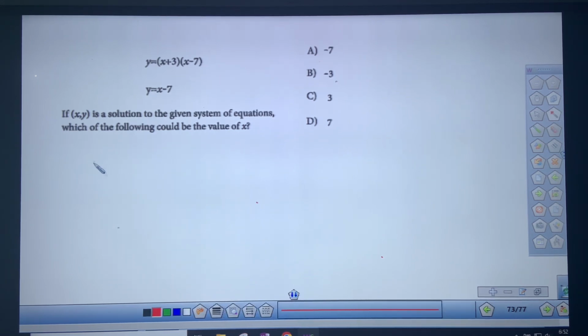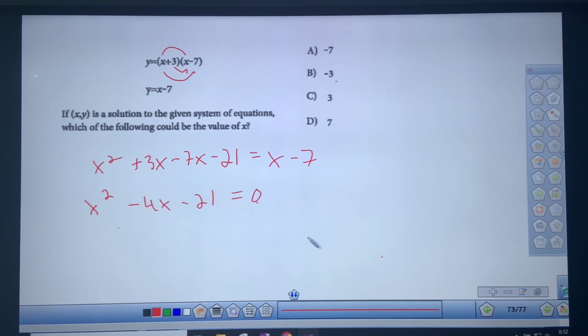All right, so x squared plus 3x minus 7x minus 21 equals x minus 7. So that would give me x squared minus 4x minus 21 equals x minus 7. So I'm going to subtract x and add 7. So I subtract x, that would be negative 5x. I add 7, that would be negative 14. Set it equal to 0.